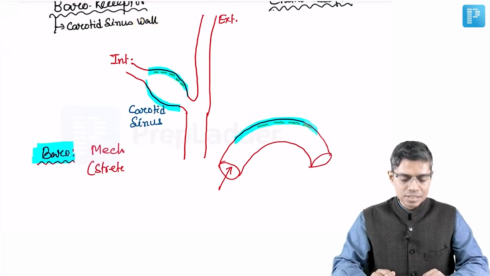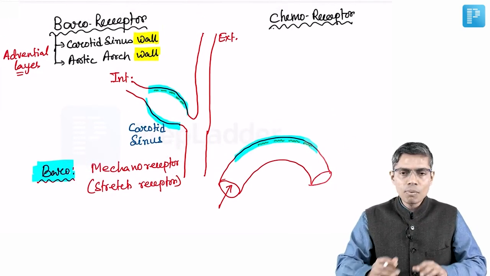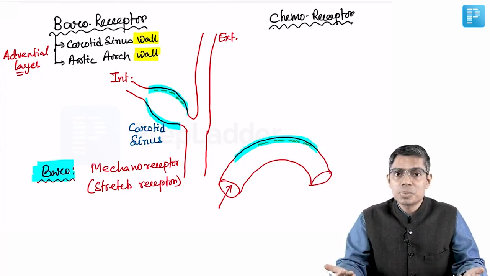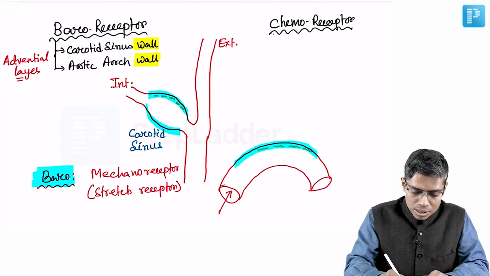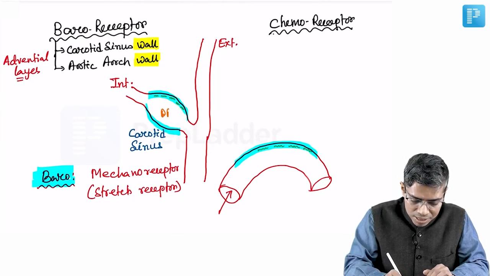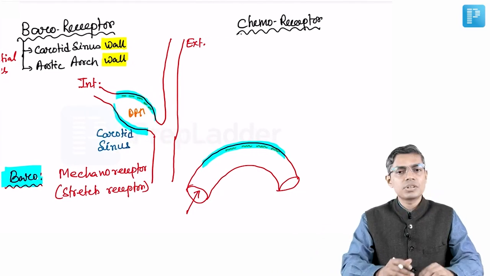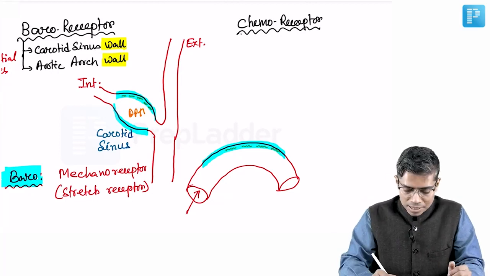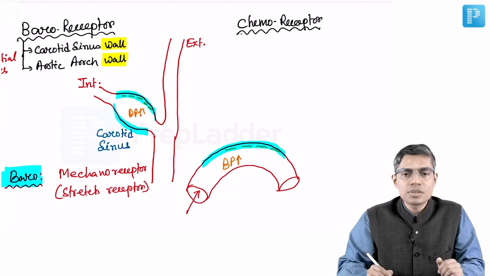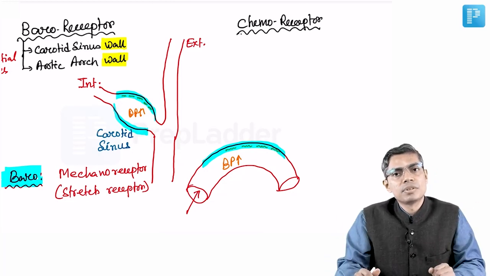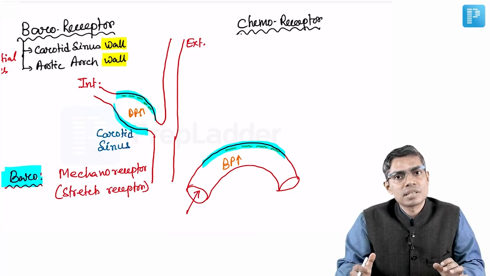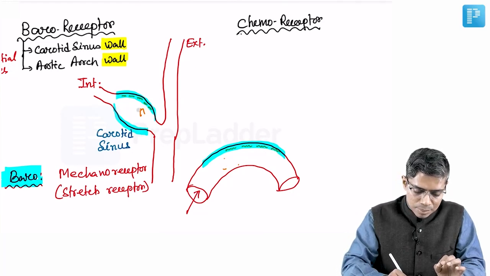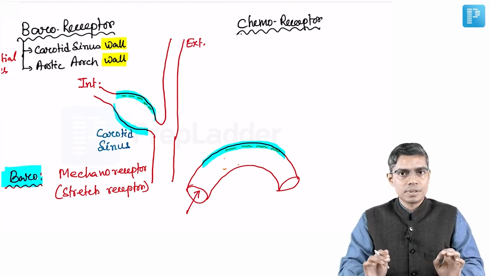So due to any condition, if the vessel wall is getting stretched, when is the vessel wall going to be stretched? If the blood pressure is high. So suppose the blood pressure inside this carotid sinus is very, very high. It is going to cause a stretching on this sinus wall and the baroreceptor will be activated. Similarly, if the blood pressure is high inside this arch of aorta, again the baroreceptor will be activated because of the stretching of the vessel wall. So that is the meaning of stretch receptor. That is the meaning of mechanoreceptor.